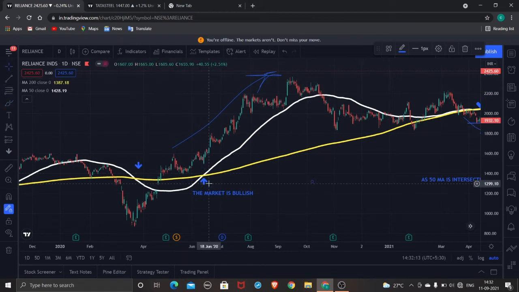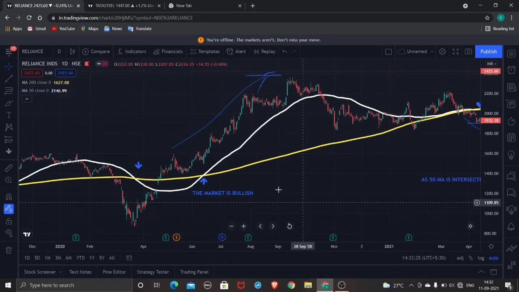The question that has to be asked right here is, when should we enter the market? We should enter the market whenever the price takes support at the 50 moving average. Here the 50 moving average is. The white line is the 50 moving average. We should enter the market whenever the price takes support at the 50 moving average.